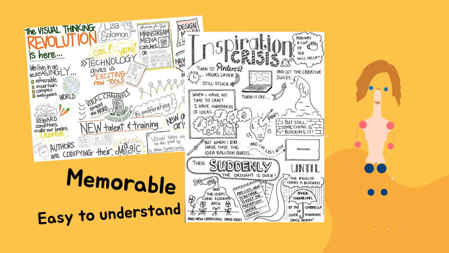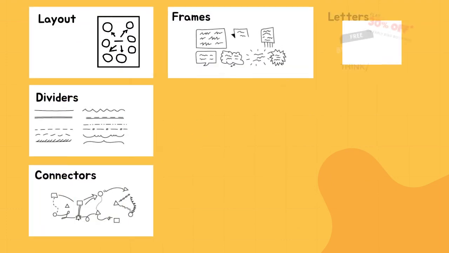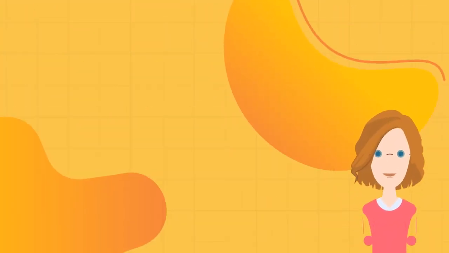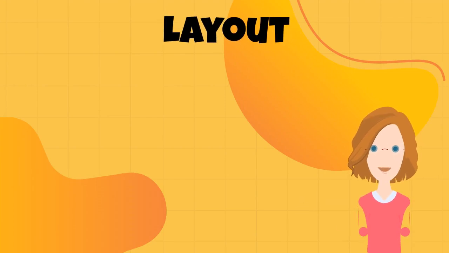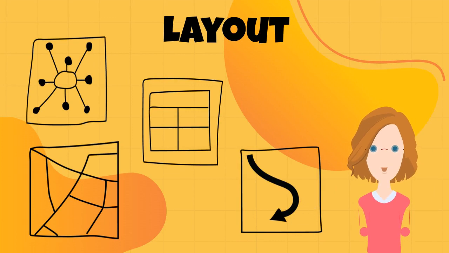Here are the fundamentals of sketchnoting that we will explore today: layout, dividers and connectors, frames and shapes, letters and bullets, people and icons. Let's start with the layout, which is the overall structure of our page. We can divide the page into sections to organize information in a clear and cohesive manner.